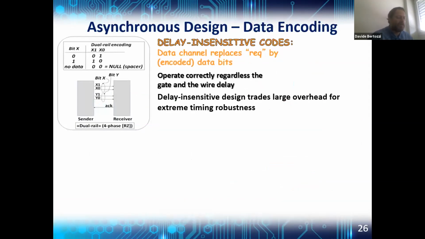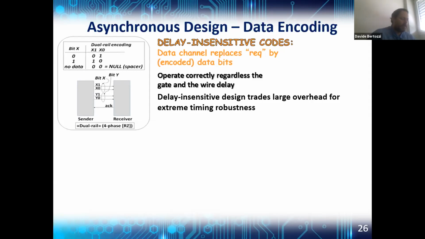Another essential requirement to build an asynchronous NoC is the data encoding scheme. The most common data encoding schemes are delay-insensitive codes and single-rail bundled data. Delay-insensitive codes support robust communication by explicitly encoding both data validity and actual data values. The most common delay-insensitive code is a dual-rail encoding, where each bit is encoded with two rails or wires. So bit X is encoded with two wires, and the same thing for bit Y.